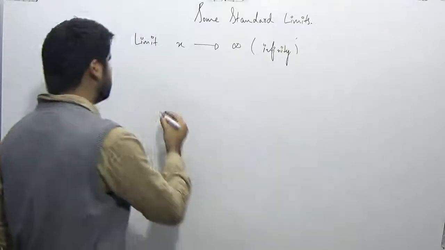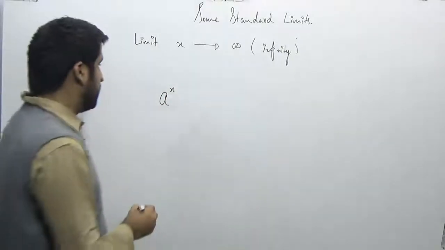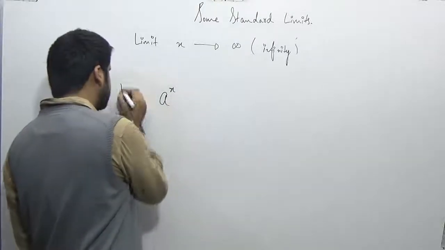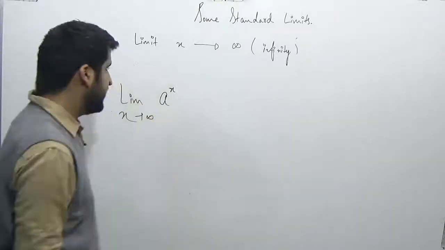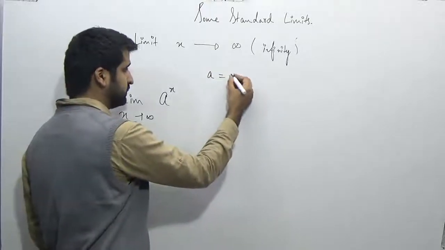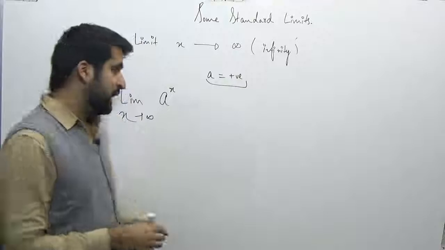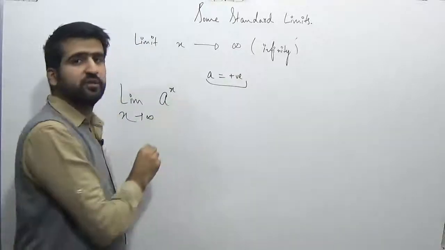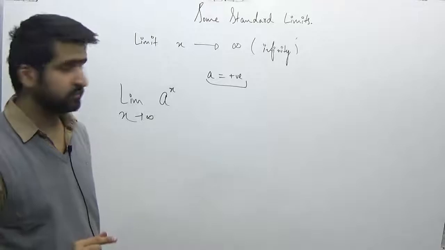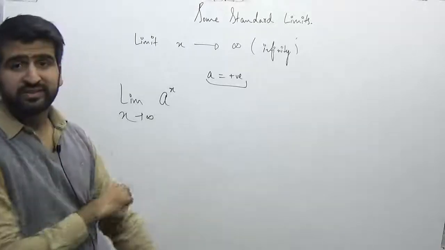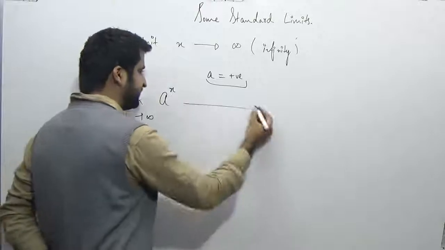Okay. Now see this number a to the power x. Now as x tends to infinity, can you tell me, if a is a positive number, what will the limit of this function be? If x tends to infinity and a is a positive number, what will the limit of a to the power x tend to? Now we cannot always say that this limit tends to infinity only. Okay, there will be three cases we need to discuss.